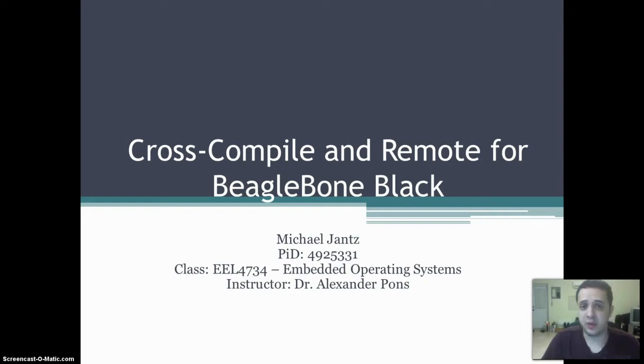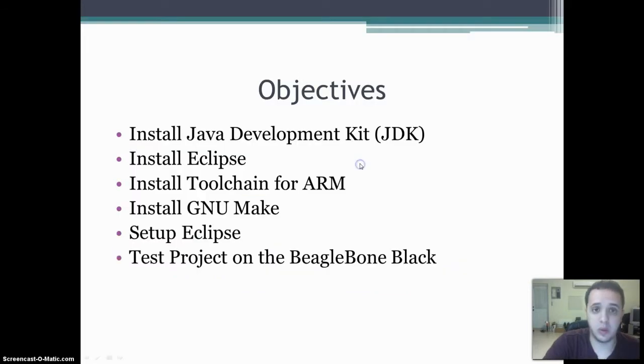The purpose of this video is to demonstrate how to get cross-compiling and remote browsing for the BeagleBone Black under Windows 7. So the first thing that you're going to want to do is make sure that you have the Java Development Kit installed. Without this, you will not be able to open up Eclipse and you will only be faced with many errors. So that's the first thing you're going to want to get.